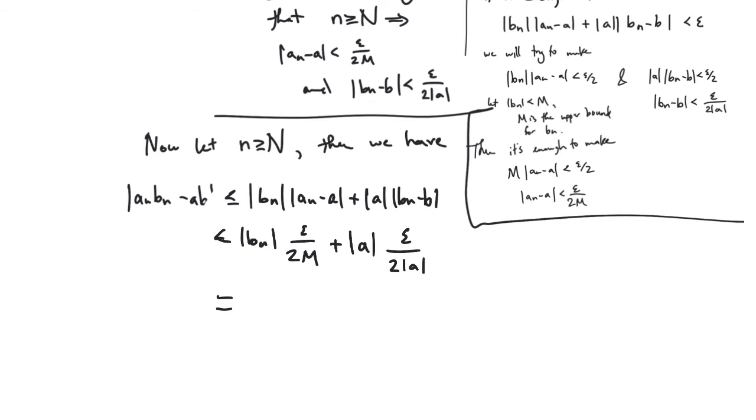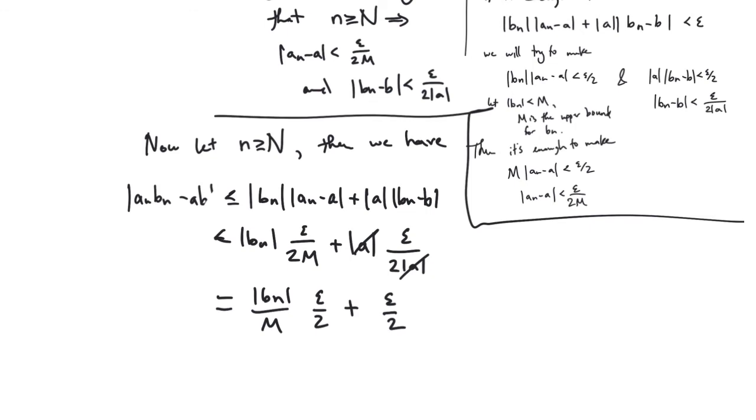Well, the a's can cancel, right? Absolute value a here, absolute value a here. Bn and m don't exactly cancel. Maybe I'll just gather them together. Plus epsilon over 2, right? What can you do with bn divided by m? Did anybody think about this? We assumed m is bigger than bn.